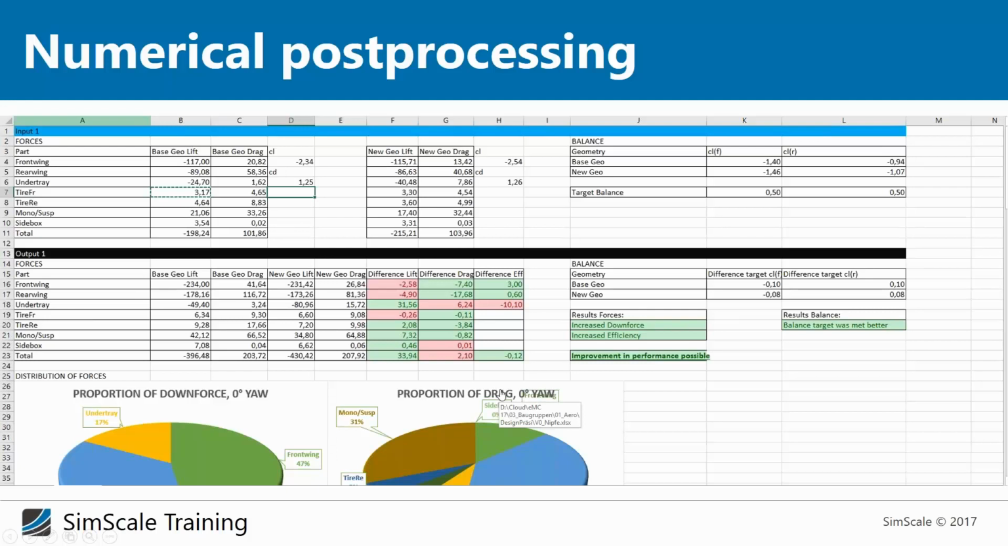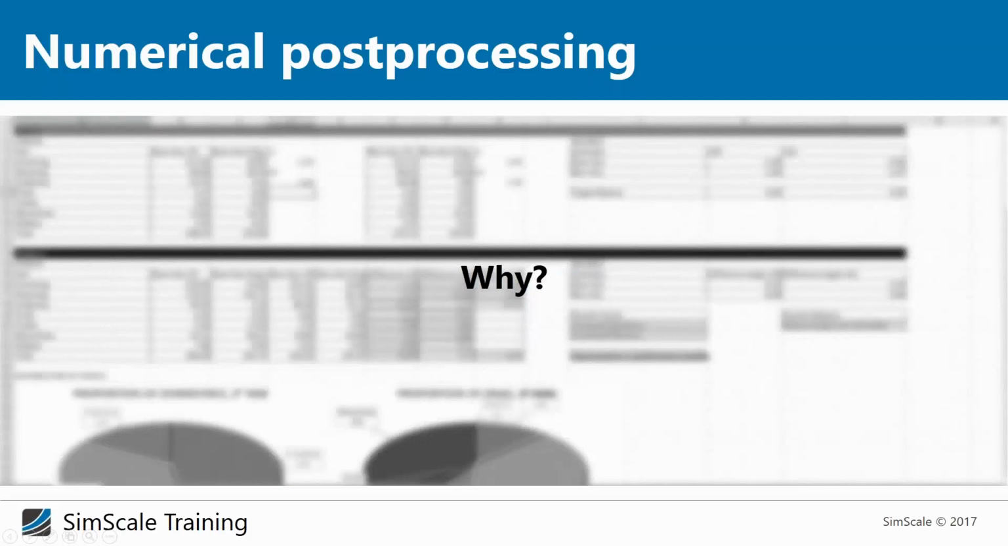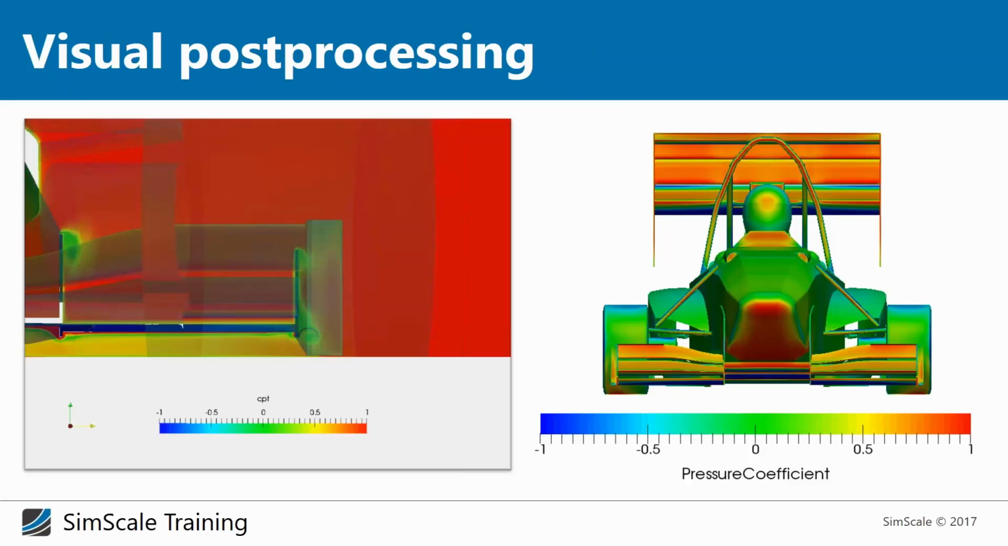We could just say, okay, it's aerodynamically better, let's mount it to the car, but that's not good engineering. And we won't do that because we don't know why the changes happened. And for the engineering design presentation, you definitively have to know why it is better than the other version. And this is the point where visual post-processing comes into the game.